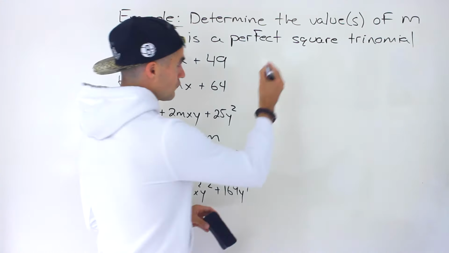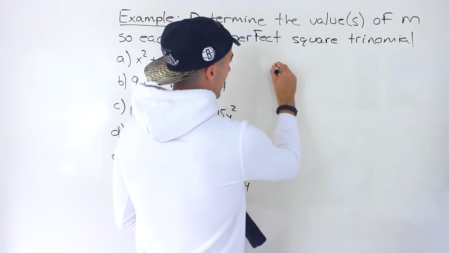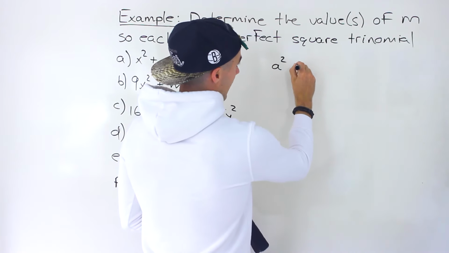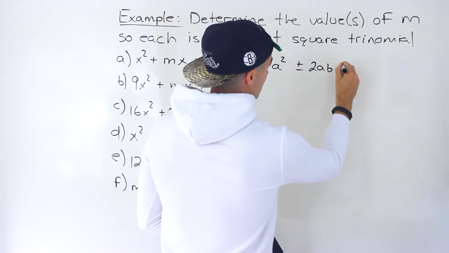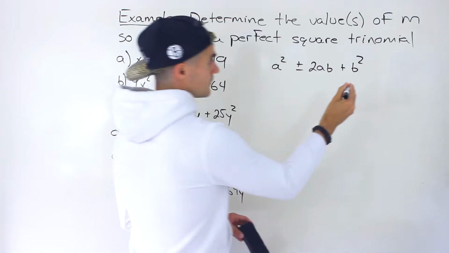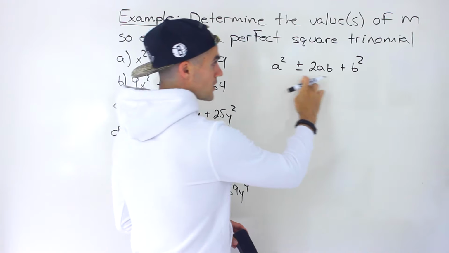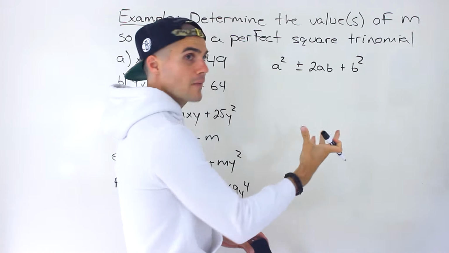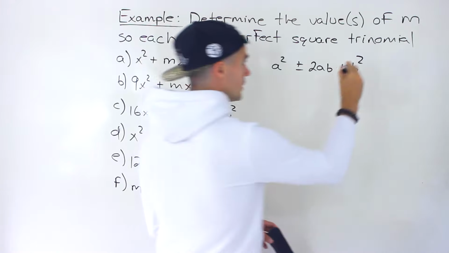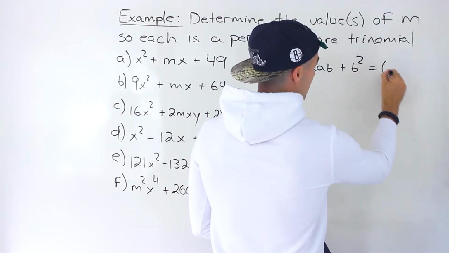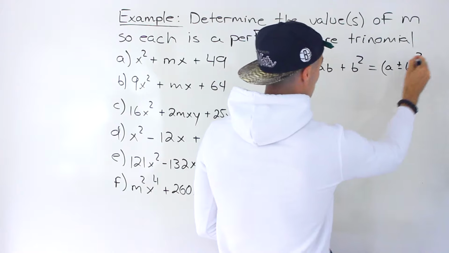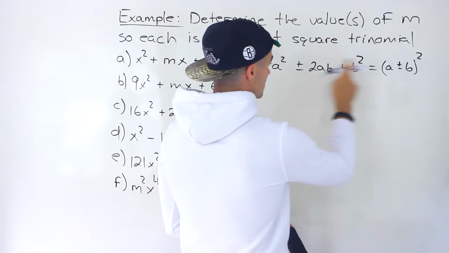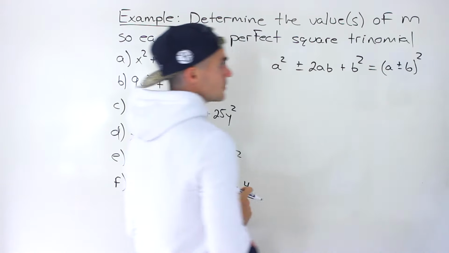So the formula for a perfect square trinomial is a squared, and then this middle term can be plus or minus 2ab plus b squared. Right? If we have an expression or a trinomial in that format, we know it's a perfect square trinomial, meaning that it's going to factor into the same factors, either a plus or minus b squared. So if this is positive, this is going to be positive. If this is negative, that's going to be negative.